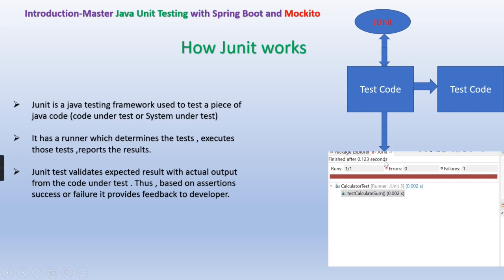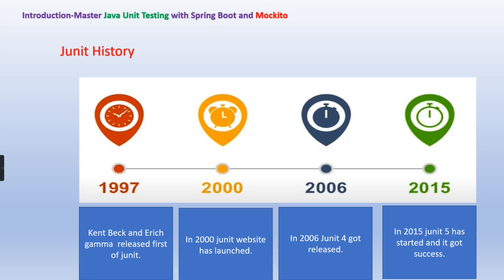Next, we will see about JUnit history. JUnit evolved in 1997, when Kent Beck and Erich Gamma released the first version of JUnit. After that, in 2007, they started the JUnit website, and from there, developers across the world see the updates. And in 2006, they started JUnit 4, and to this day JUnit 4 is successfully running. After that, they started JUnit 5 in 2015.